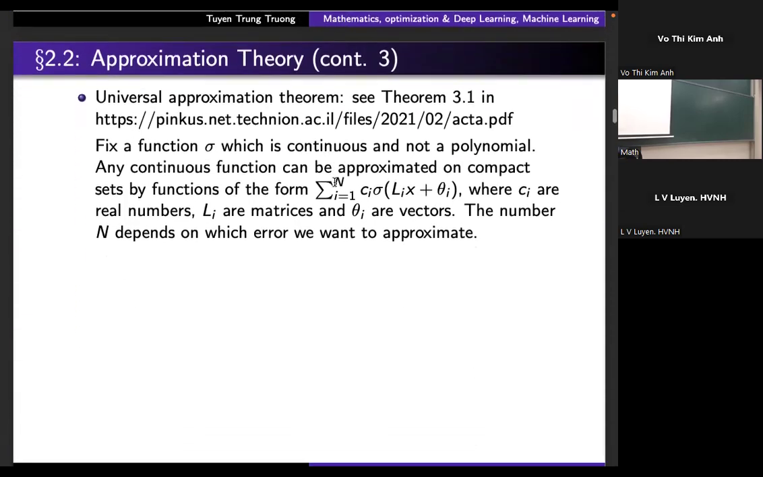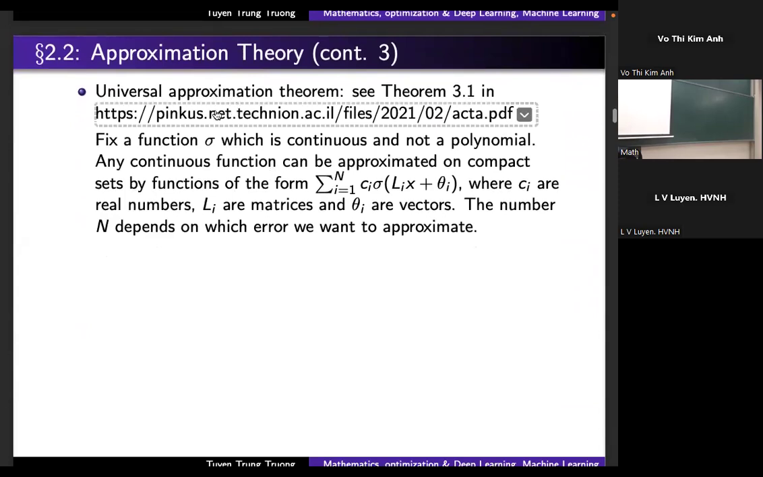And now, okay, this is what I said. This will explain why we want the function to not be a polynomial. It's in the paper that I listed before, in the references, and it's called the universal approximation theorem.